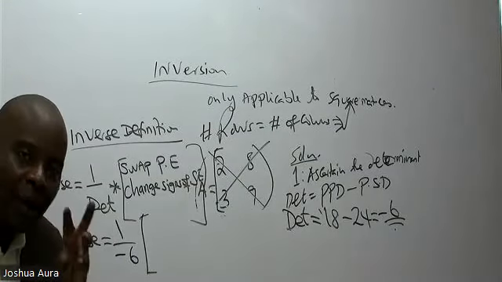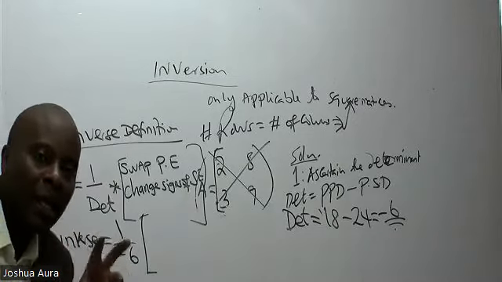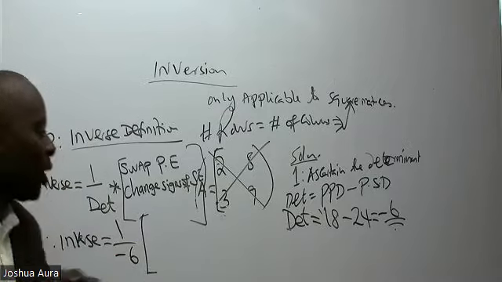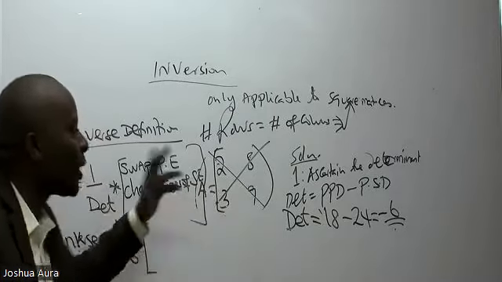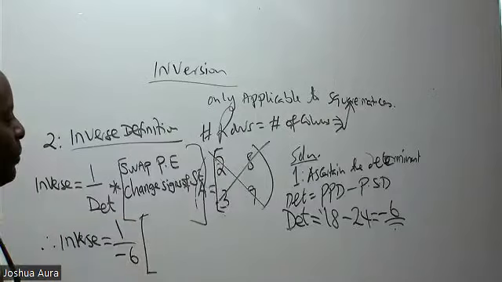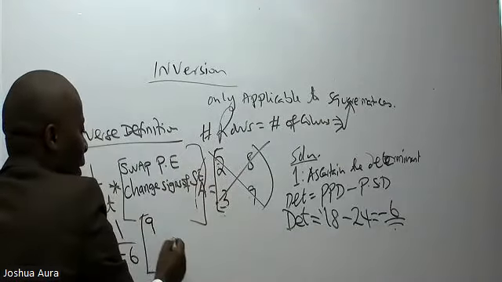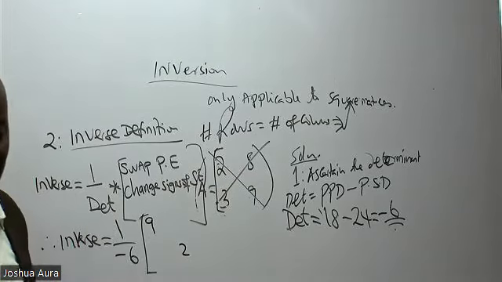So it's 1 over the determinant, which is minus 6, into our abracadabra now. Inside brackets here, the first thing that you need to do is to swap. Swap means exchange. So these are your primary elements. You exchange them. So here we have the 2 and 9, so you're going to reverse. Now you're going to have a 9 and 2 like that.